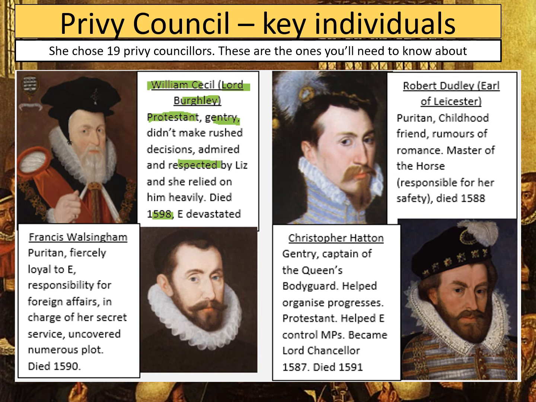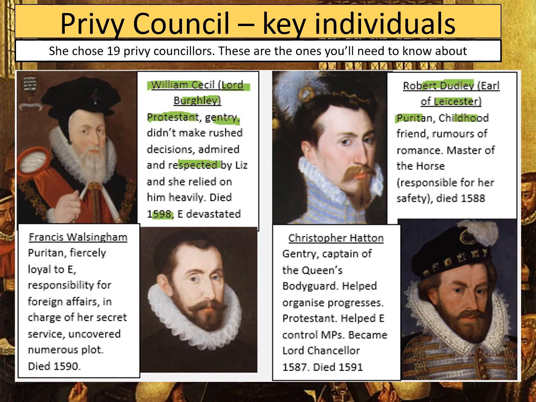Now, he wasn't the only important Privy Councillor. Elizabeth also really adored Robert Dudley, who was the Earl of Leicester. Now, he was a Puritan and somebody that generally didn't get on with William Cecil, Lord Burleigh. He was important to her because he had been a childhood friend, and they'd actually spent some time together in the Tower of London during Mary's rule.